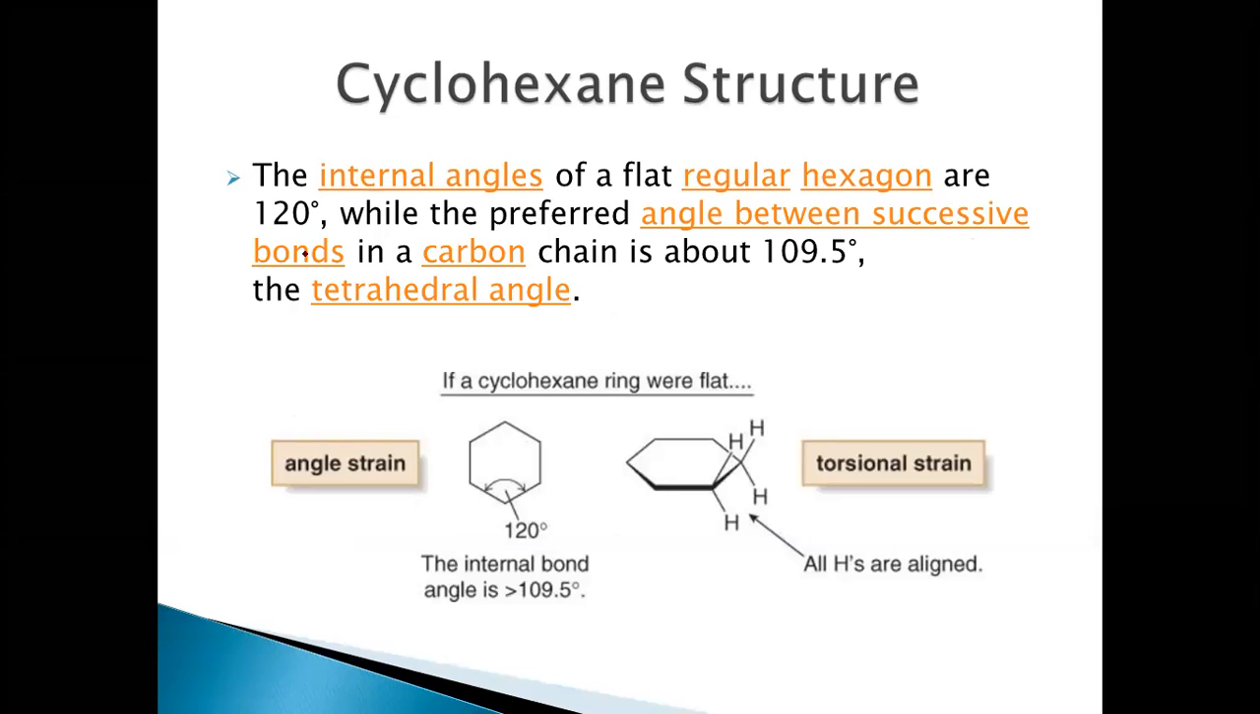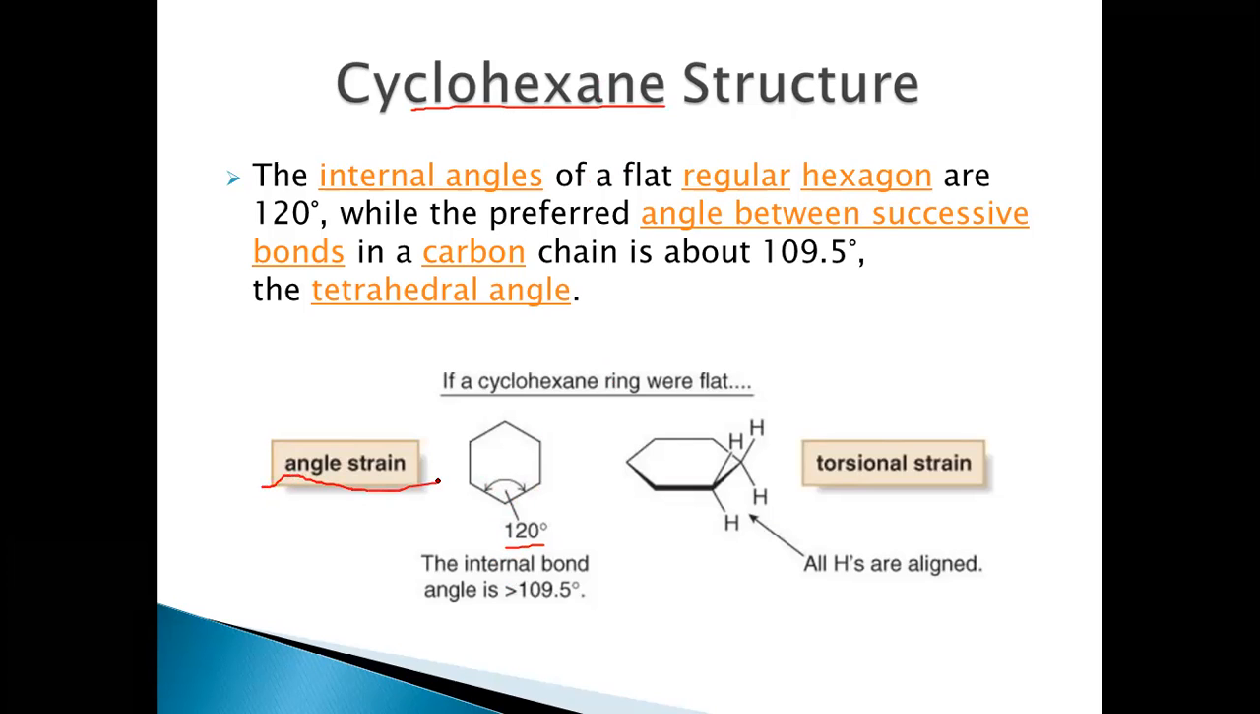If you look at the cyclohexane structure, it's a very prominent member of the cycloalkanes, and its conformations and stereochemistry play a very important role in its reactivity. So it's necessary to know the conformational structures. If you look at the internal angle, it's 120 degrees, if the ring were to be planar, flat. And with 120 degrees, it would suffer from a certain strain which is called angle strain.